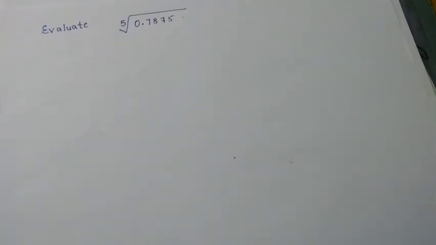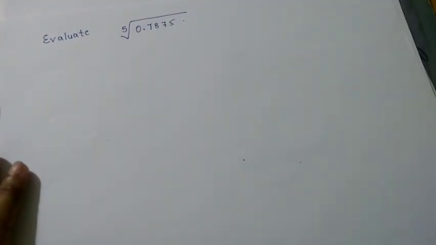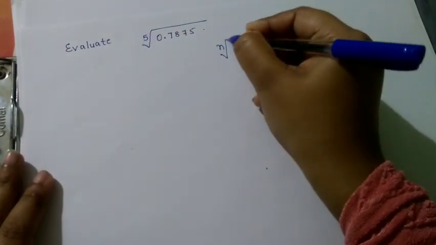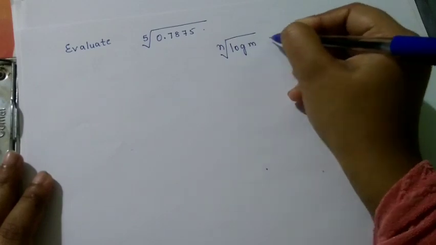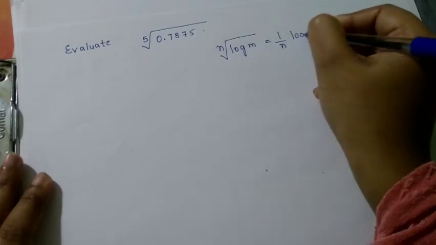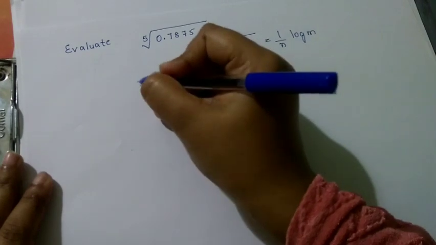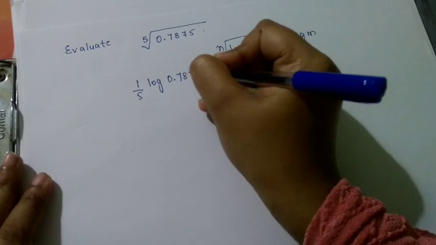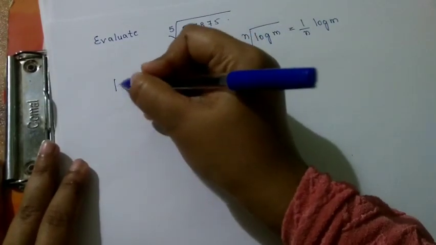So I'll evaluate two examples for you. One example is the one I gave in the previous class. One more example I have taken here. What is the number here? You can see, evaluate the fifth root of 0.7875. In which form is this? Nth root of m, log of it will be equal to 1 by n log m. So this will be equal to 1 by 5 log of 0.7875. This is what log x is equal to.